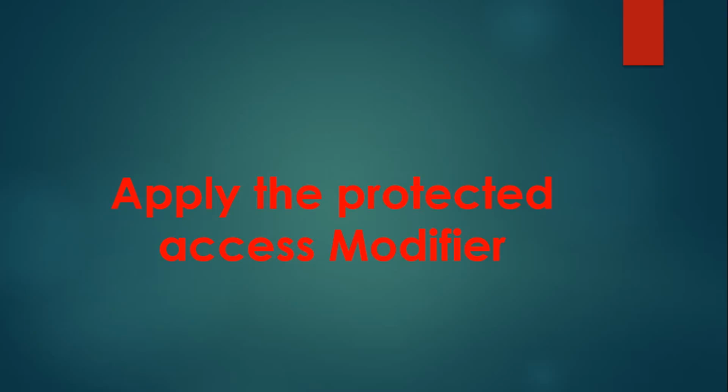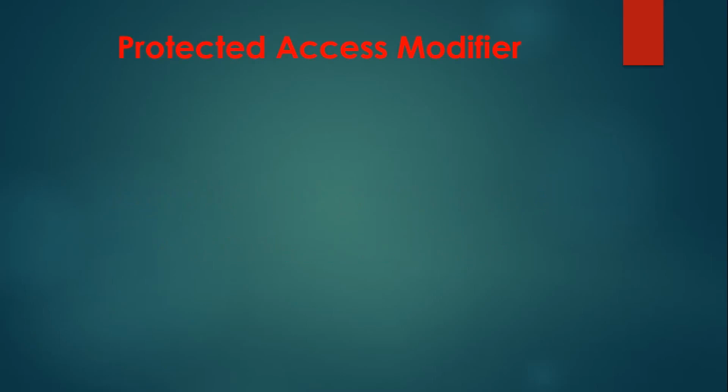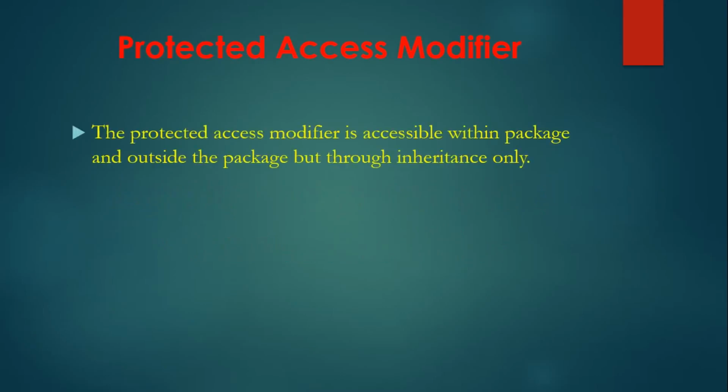In this tutorial, we are discussing the protected access modifier. So first of all, what is the protected access modifier? The protected access modifier is a type of modifier which is accessible within packages and outside the packages also, but through inheritance only. It means that if a child class is located in another package, then only we can access it with the help of the protected modifier.